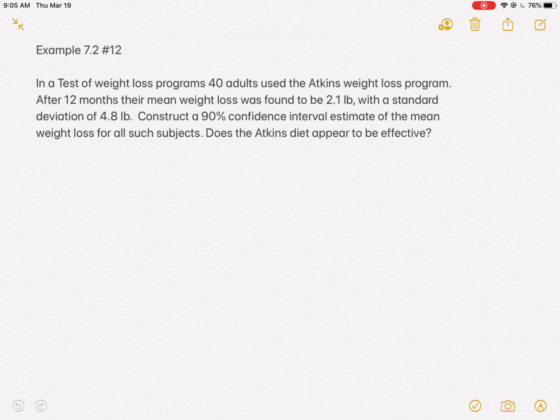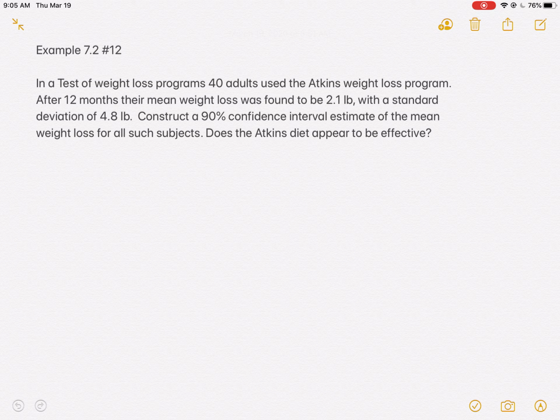So let's look at how to do a specific problem. This time we're looking at 7.2 number 12, and you can read it here. In a test of weight loss programs, 40 adults used the Atkins weight loss program. After 12 months, their mean weight loss was found to be 2.1 pounds, with the standard deviation of 4.8 pounds. Construct a 90% confidence interval estimate of the mean weight loss for all such subjects.